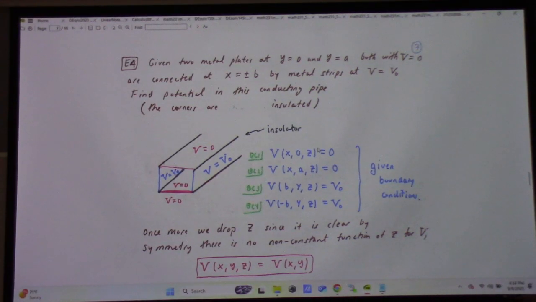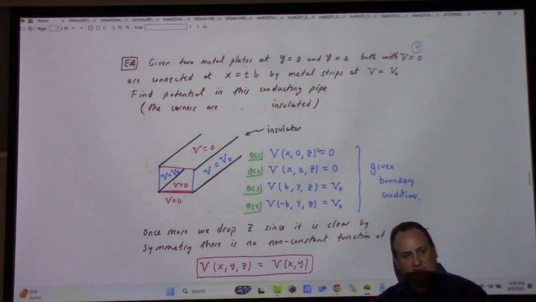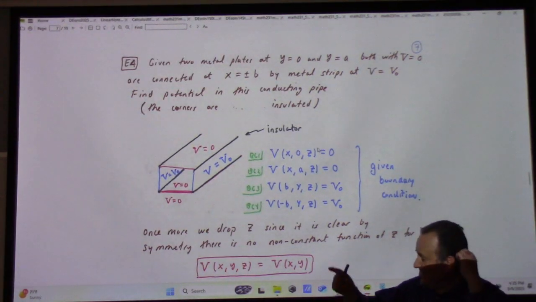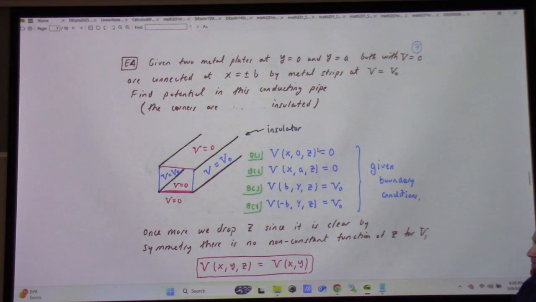So this one's a little bit different in that this time we have voltage 0 on the top, on the bottom, and voltage fixed on this side and that side. So these are the boundary conditions. They're a little bit different than the previous set, all right? But the solution technique remains the same. See, it's featureless in terms of Z. There's a Z symmetry here. There's a translational invariance in the Z sense. If there's translational invariance in Z, that means there's no non-constant Z dependence in your solution. So we can suppress the Z, all right?